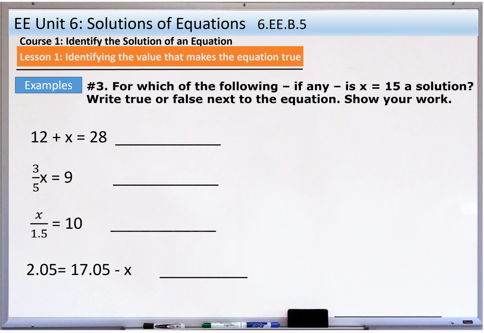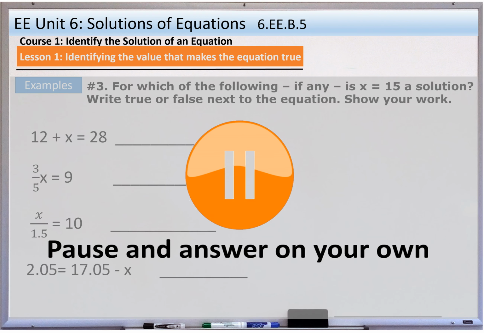All right, so for which of the following, if any, is x equals 15 a solution? Write true or false next to the equation and show your work. I'm going to ask you to pause the video one more time and see which of those, if any, is true when x is equal to 15.